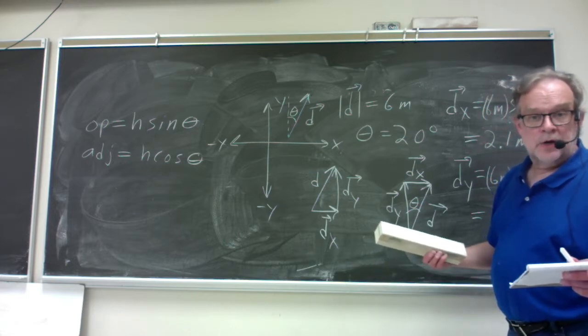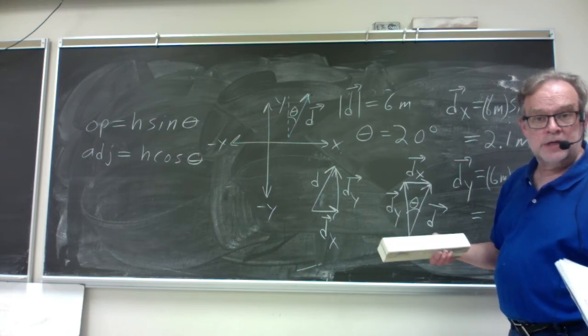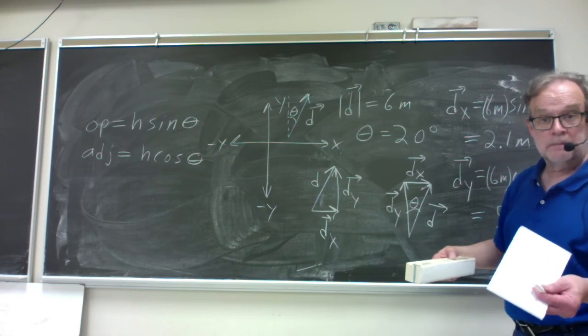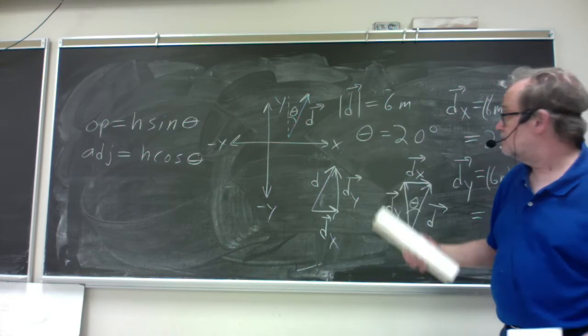All right, now those are examples of how, if you know the magnitude and direction angle, you can find the components. How about the other way around? If you know the components, how can you find the magnitude and direction angle?